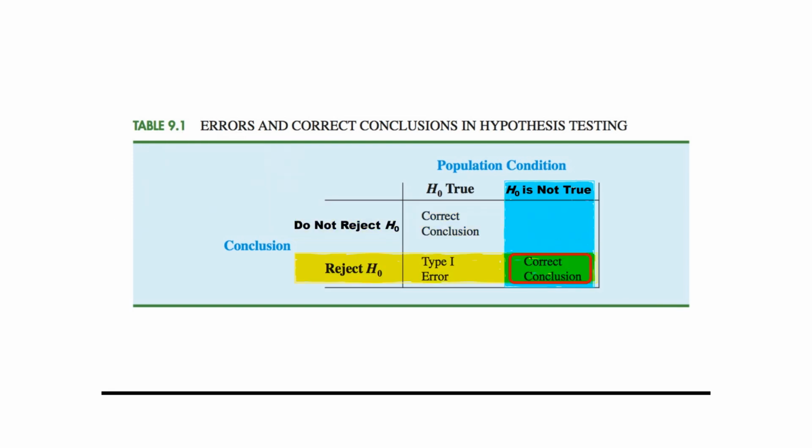Next, if we reject H0 when H0 is not true, then we are reaching a correct conclusion again. But if we reject H0 when H0 is true, then we are reaching an incorrect conclusion, or we're making a type 1 error. We reject H0 when we shouldn't because H0 is true.